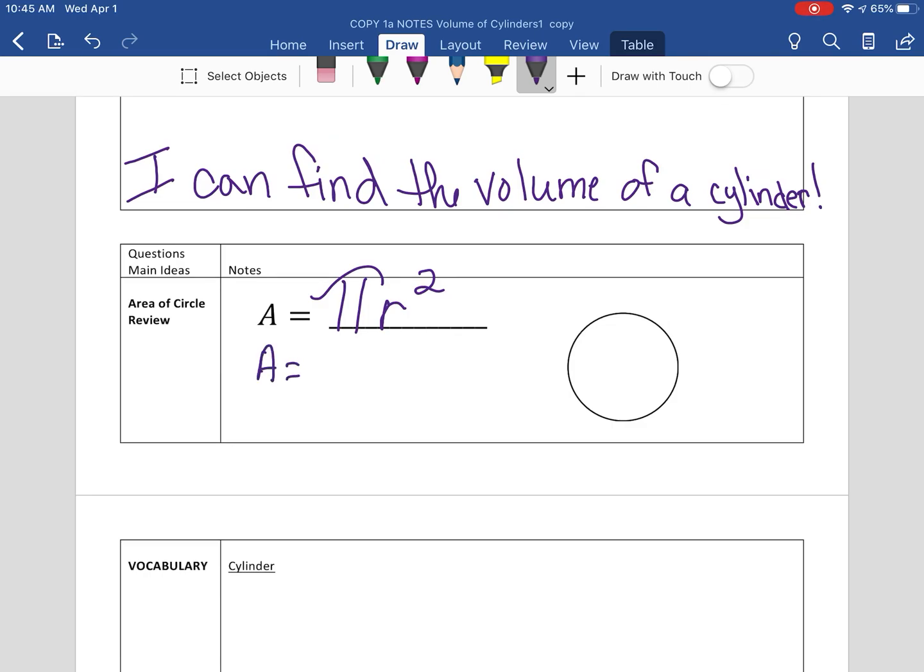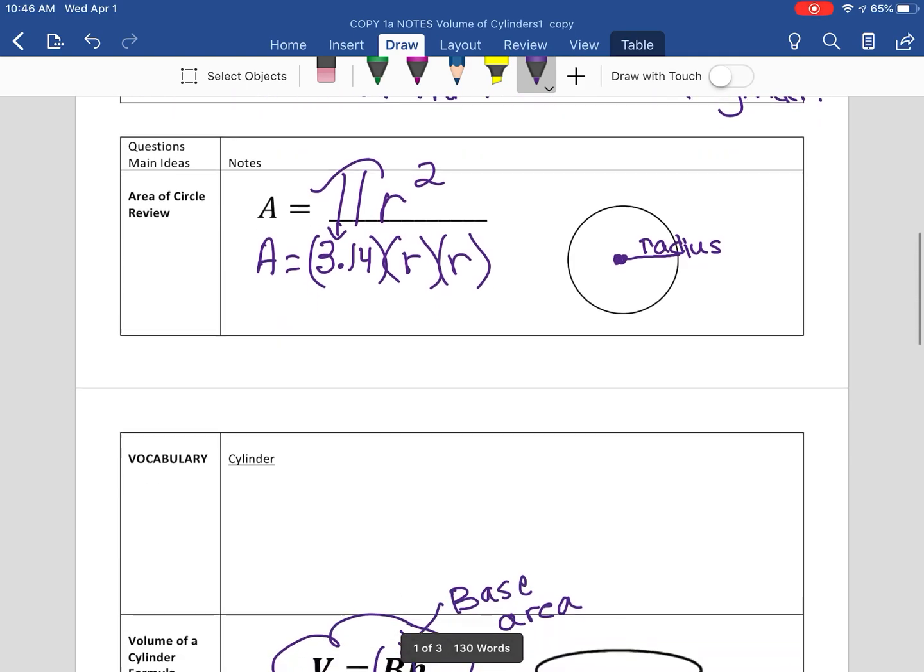That means the area of a circle equals pi, which you all know is 3.14, and you are able to use your calculators on this. So pi, 3.14, times the radius squared. That means radius times radius, not radius times 2. And if you remember, the radius is halfway across a circle, half the distance. If you go all the way across, it's called the diameter.